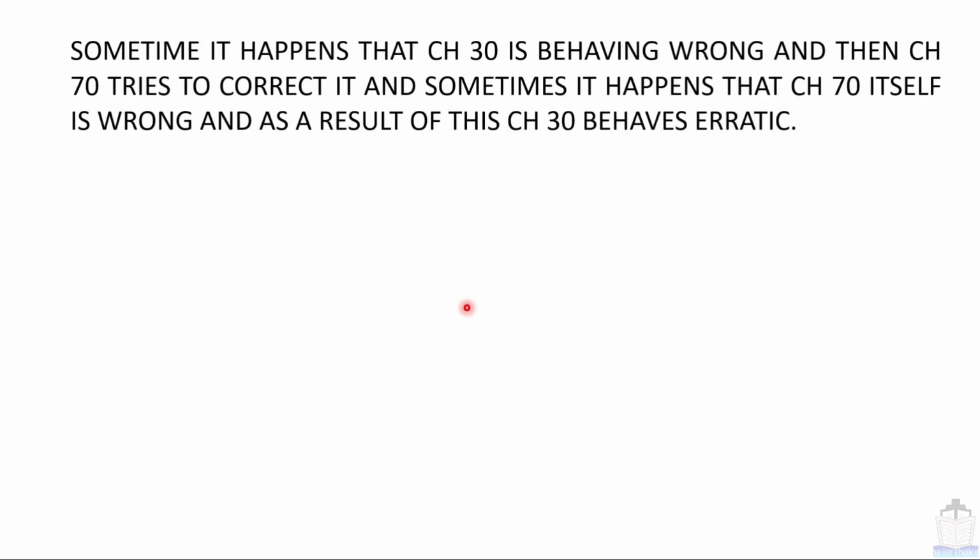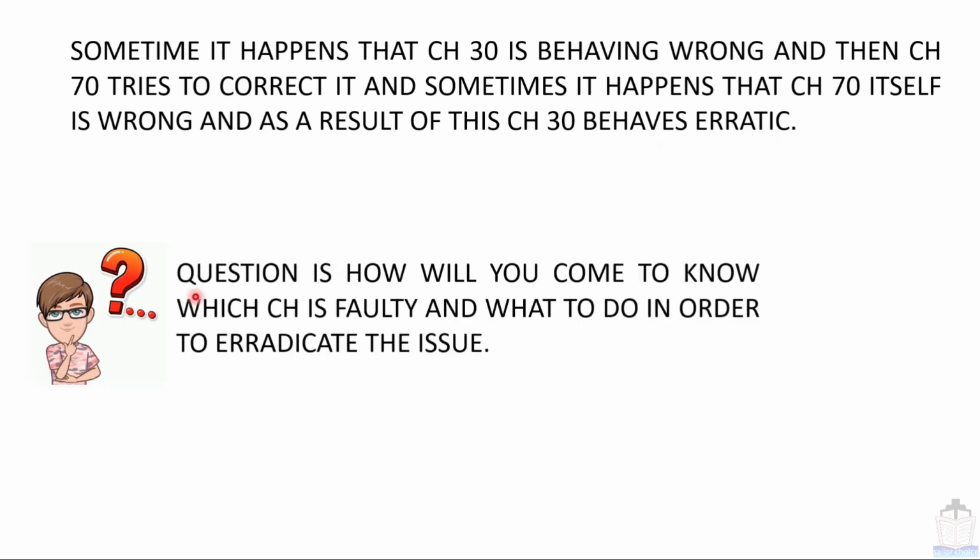Now I am going to discuss the peculiar behavior of channel 30 and channel 70. Sometimes it happens that channel 30 is behaving wrong and then channel 70 tries to correct it, and sometimes it happens that channel 70 itself is wrong, and as a result of this channel 30 behaves erratically. So the question is, how will you come to know which channel is faulty and what to do in order to eradicate the issue? Let's see in the next example.